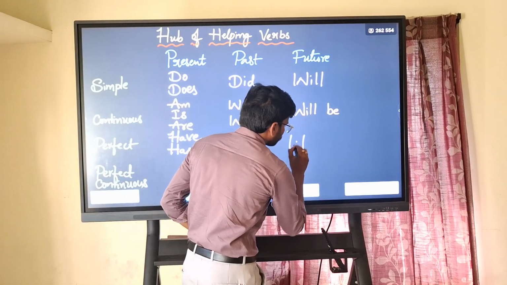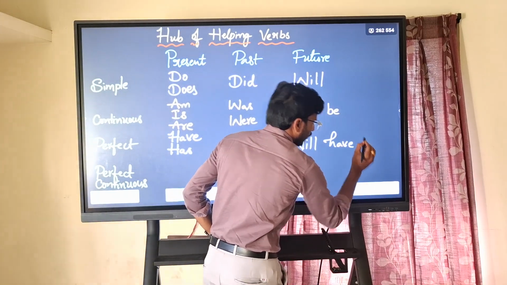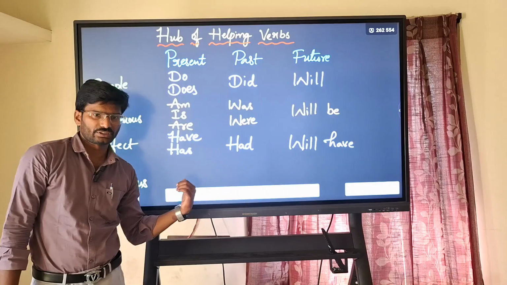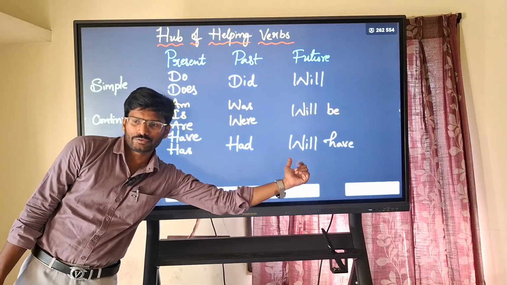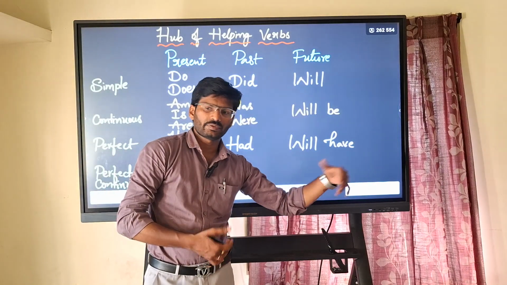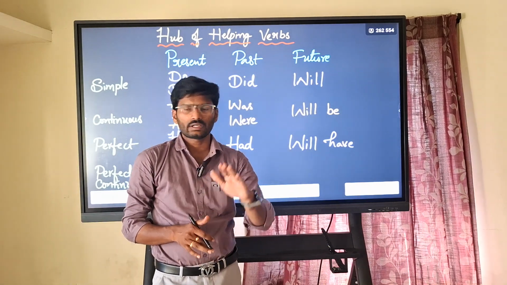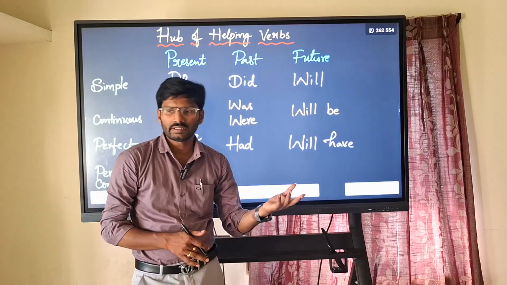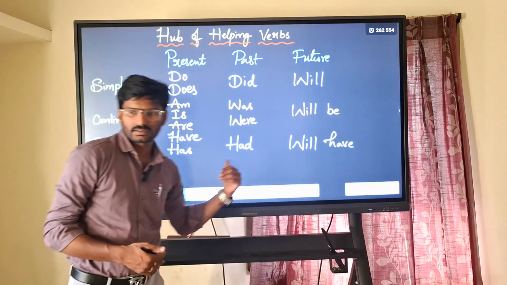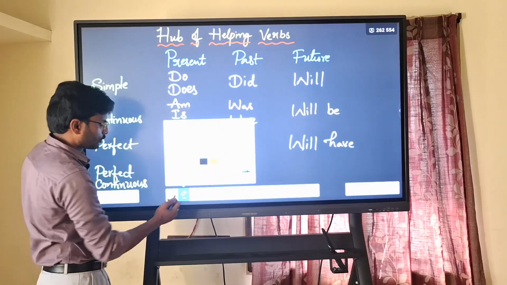Future means will. Perfect means have. I told you in perfect tenses we use the helping verb called have first. So future perfect. I told you the helping verb plays an important role. Even by seeing the helping verb itself, we can identify which tense it is. By seeing V1 or V2, you can't identify, because V1 has a number of tenses. Now after this we will be learning which verb form we should use for the particular tenses also, right?